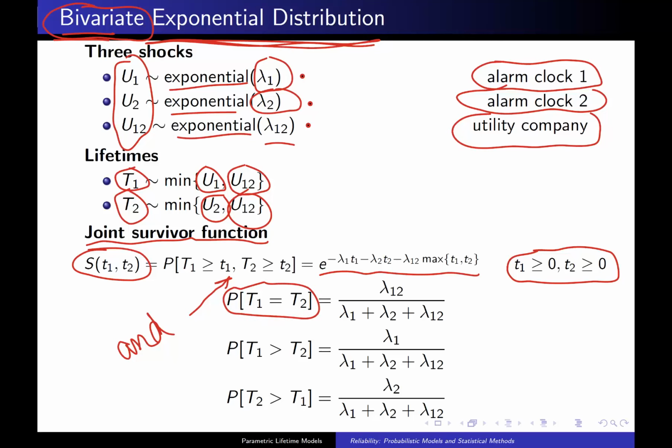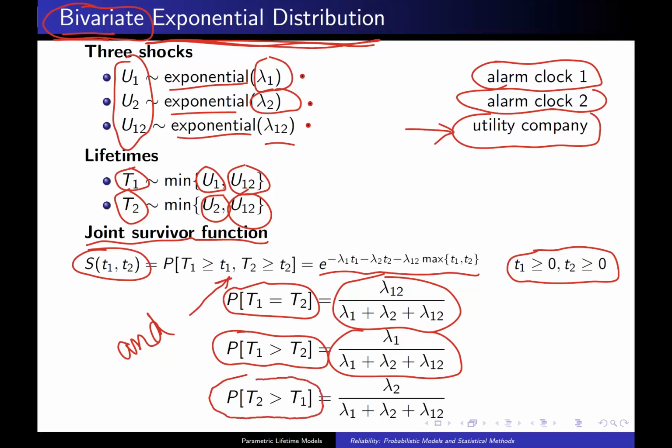In addition to a joint survivor function, what is the probability that T1 equals T2? Well, that occurs when it's the utility company that goes down overnight, and that occurs with probability lambda 1, 2 over lambda 1 plus lambda 2 plus lambda 1, 2. The second is, what is the probability that alarm clock 1 fails after alarm clock 2? And that is this probability. And the probability that alarm clock 1 fails before alarm clock 2, and this is that quantity.